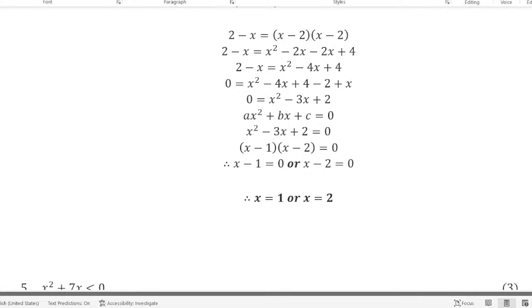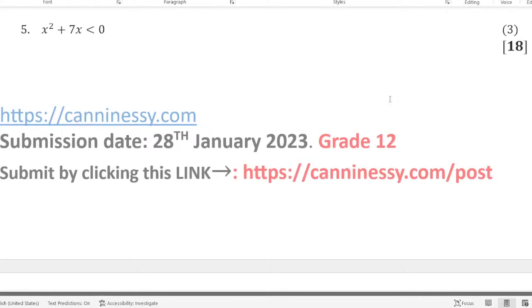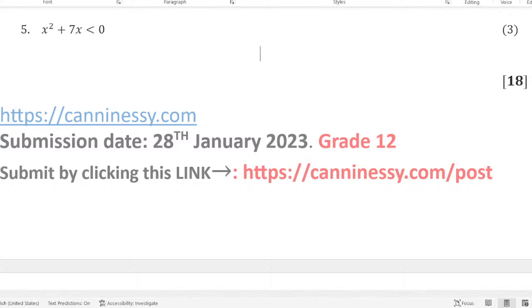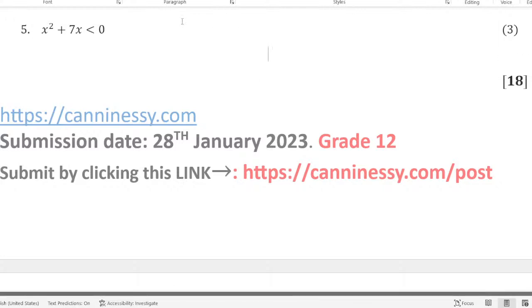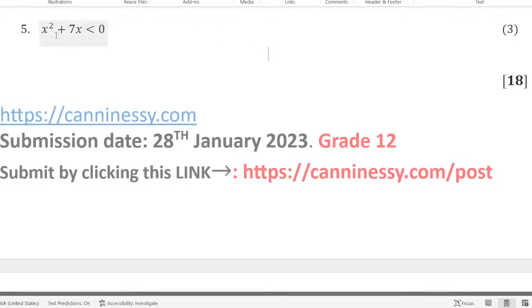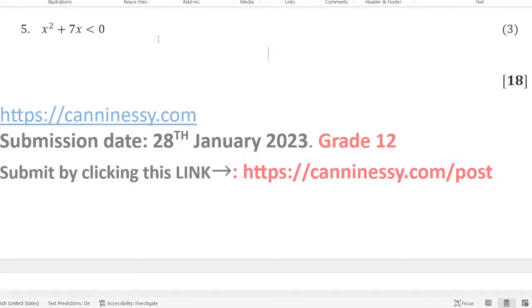All right, one more, and we're done. This one is 3 marks. So here we have x squared plus 7x is less than 0. In other words, this is 3 marks, and we are not told to correct to 2 decimal places, which means that we're going to factorize.